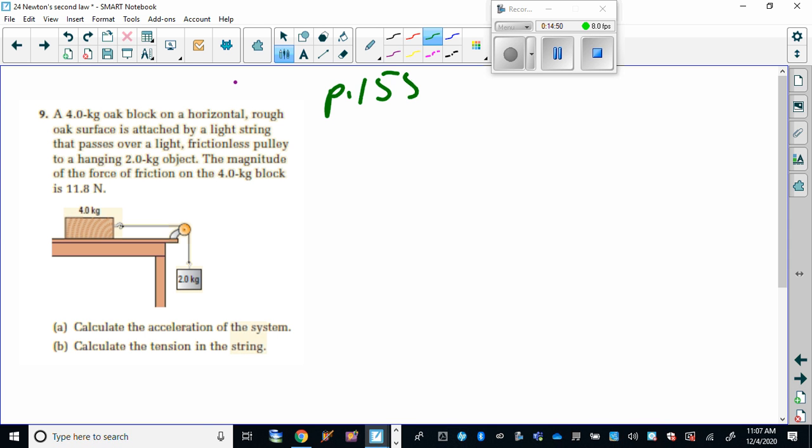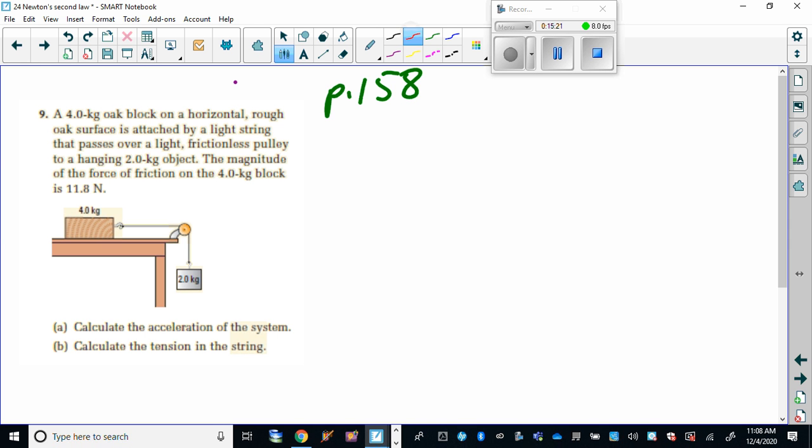Page 158. Let's go through this. If we were in class, we were doing a lab on this, which is why I insist on going through this question, but it is also a question that appears frequently on quizzes and unit exams. So let's do it. And it's similar to Atwood's pulley. We have a 4 kilogram oak block on a horizontal rough surface attached to a block going down. We have a force of friction of 11.8, and we wanted to calculate the acceleration of the system.